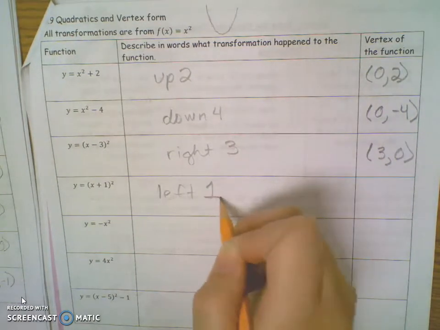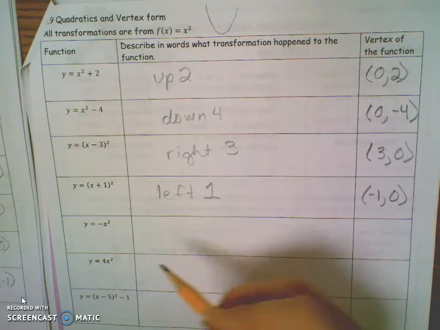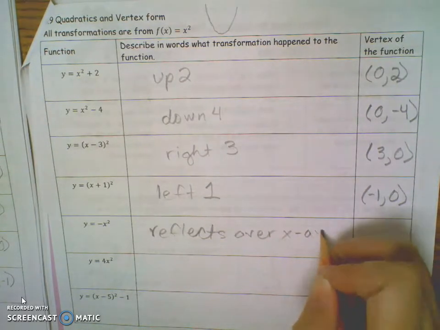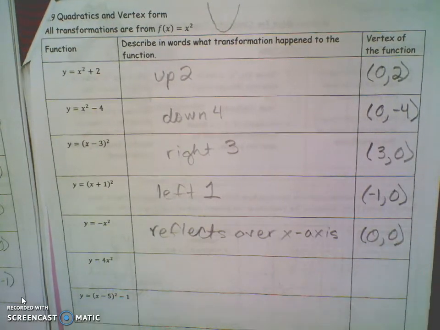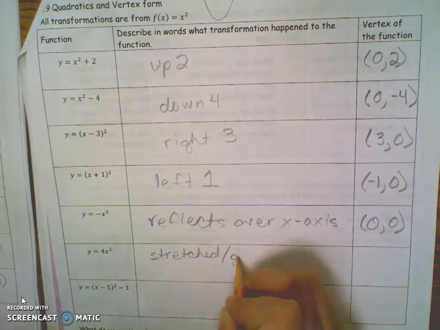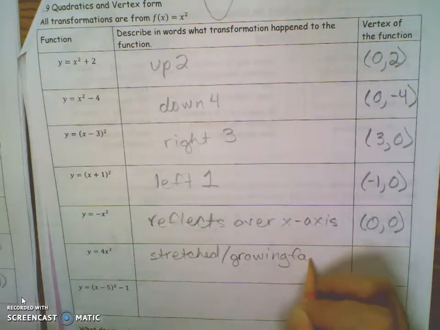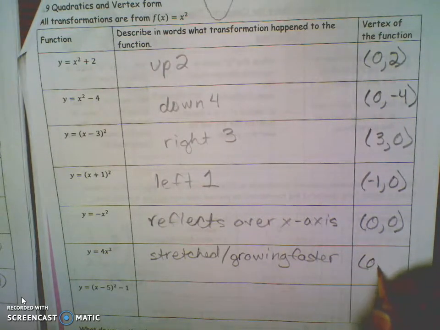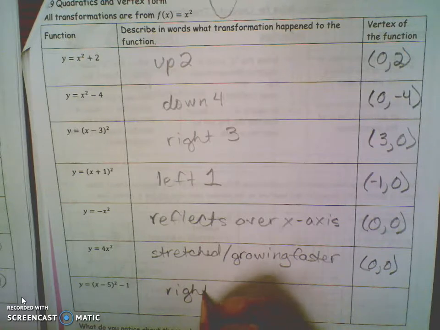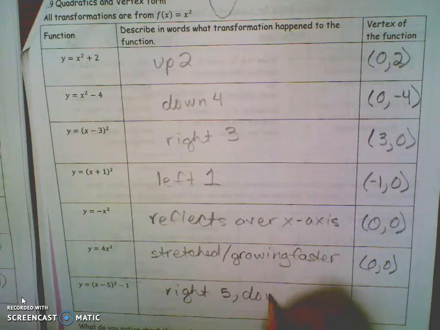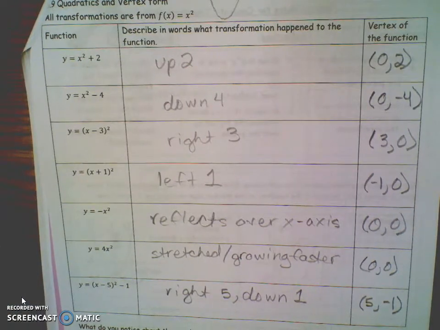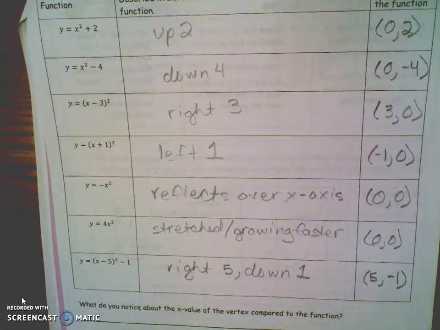Here, that makes it go left 1. And so that's negative 1, 0. Here, that reflects over the x-axis, and so that's still going to be a 0, 0. It's just going to be upside down of where it was before. This one, think of it as stretched, or you can think about it as growing faster, but it's still going to start in the same place, or the center will be in the same place, so it's still going to be 0, 0. And then this one will have 2 things happen to it. It is going to go right 5, and it is going to go down 1, and so that makes our vertex 5, negative 1.